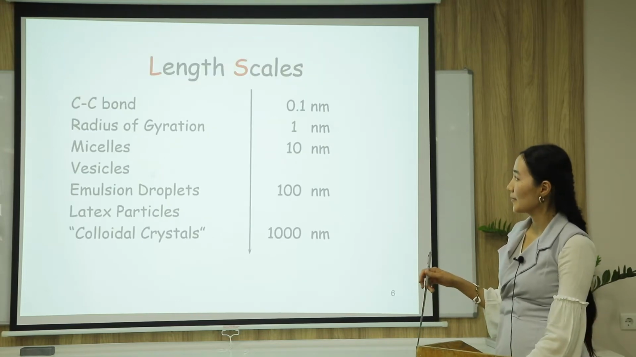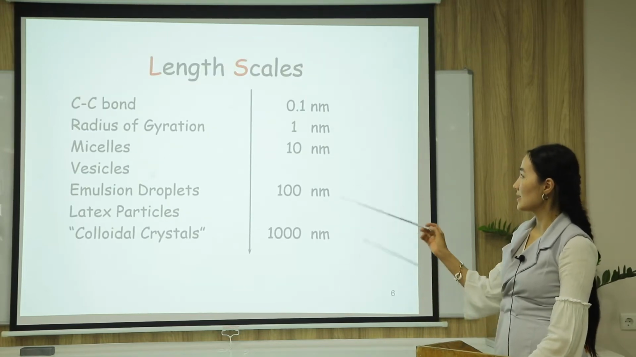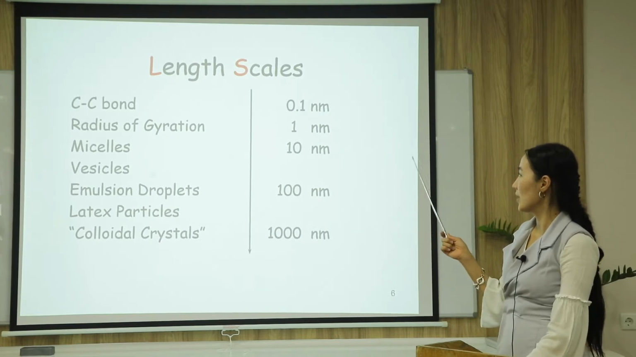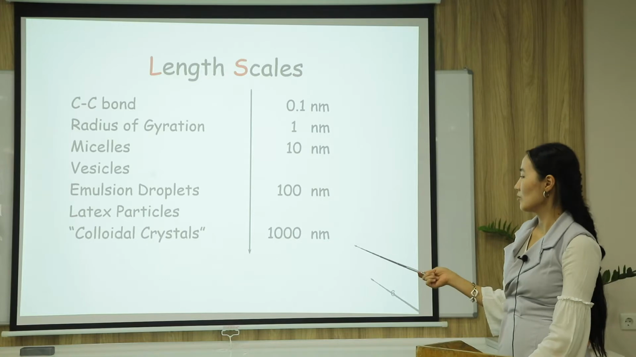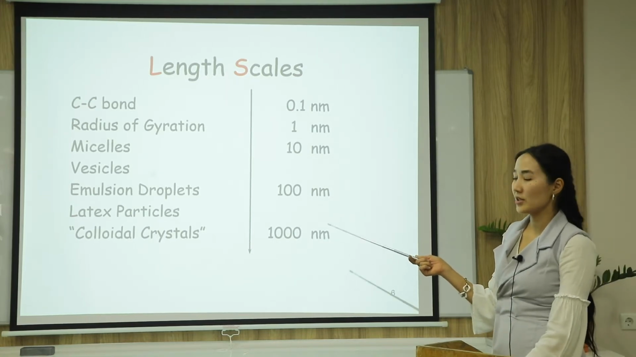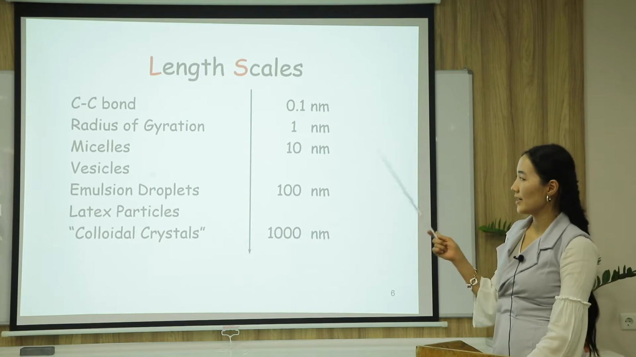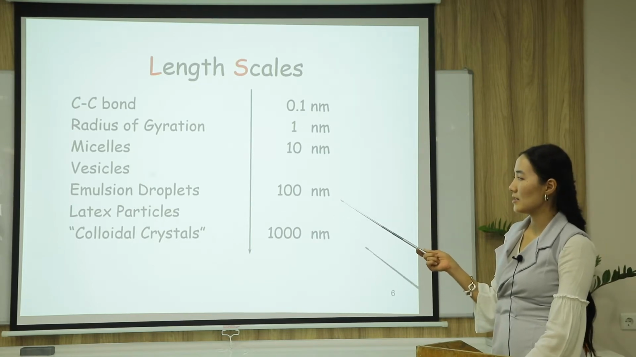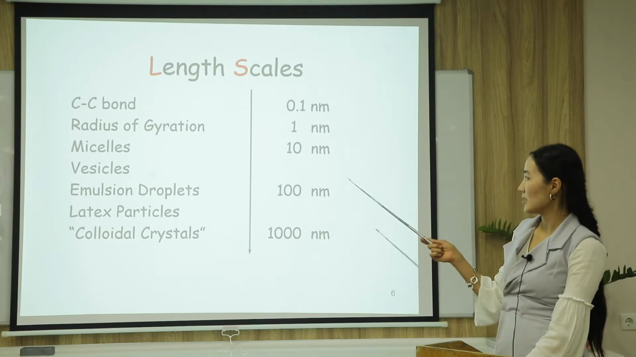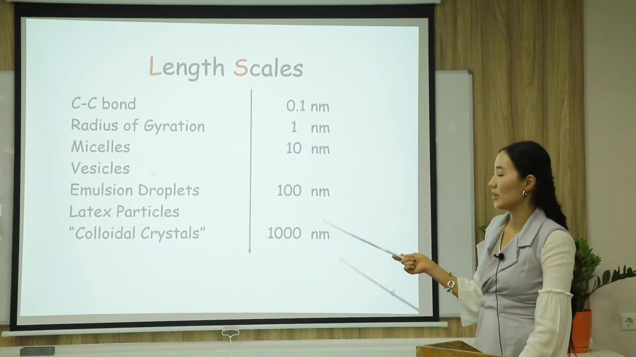So next please. Here you can see the length scales, from the C-C bond, for example, at 0.1 nanometers, and the maximum one is 100 nanometers, which is equal to colloidal crystals. And other ones, radius of gyration, micelles, vesicles, emulsion droplets, and latex particles, each has its own scale.